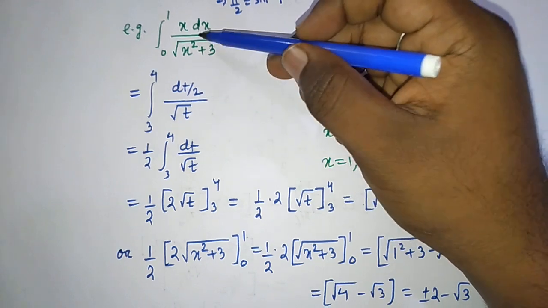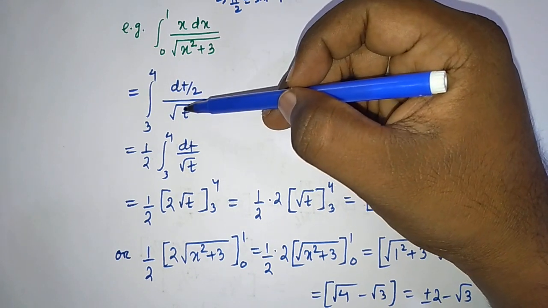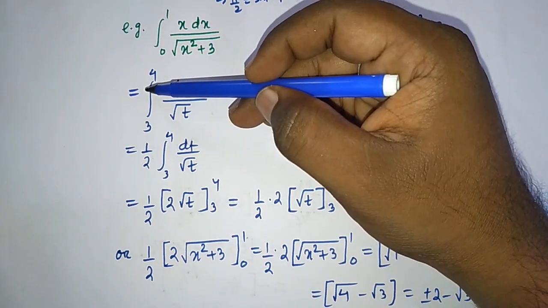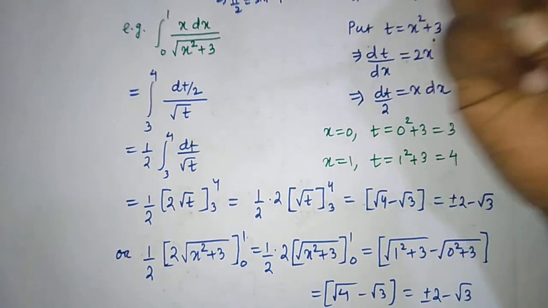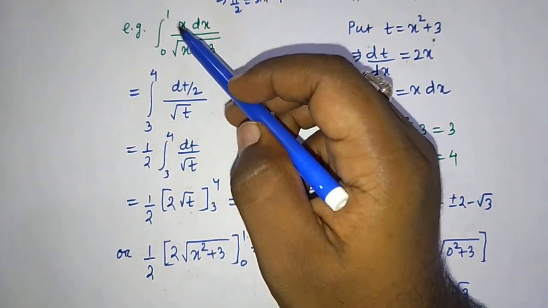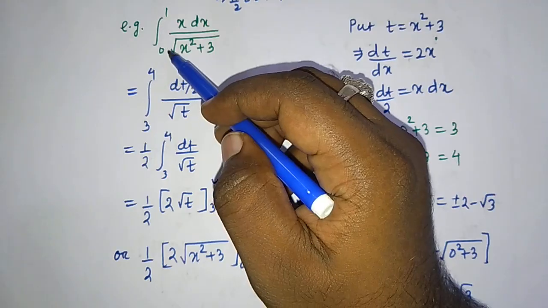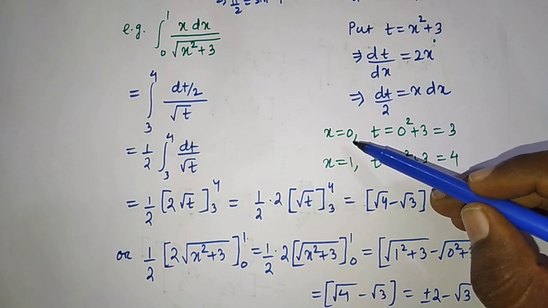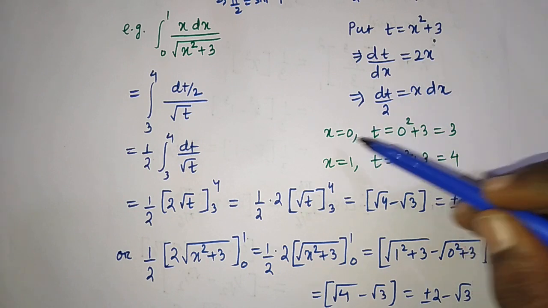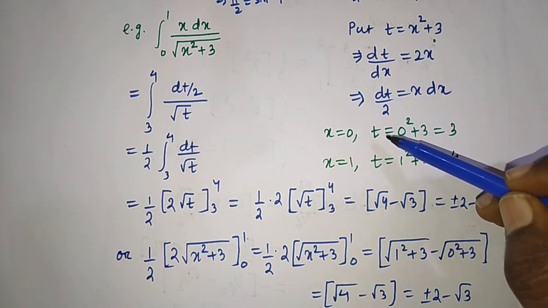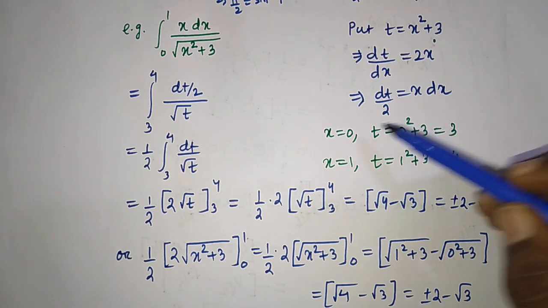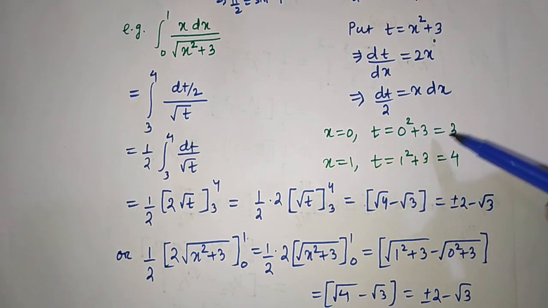Okay, you have changed x to t. So we will change these upper limits and lower limits accordingly. How will we change them? Here the function is in x form. When x is 0, we have taken t equal to x square plus 3. So we put 0 in place of x, then the value of t is equal to 0 square plus 3, that is equal to 3. So we got, when x equal to 0, t equal to 3.